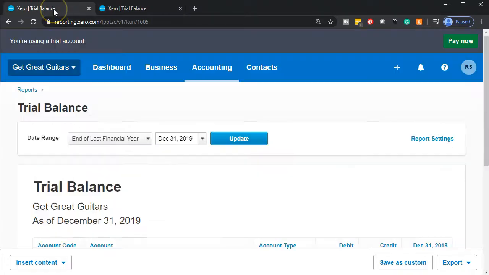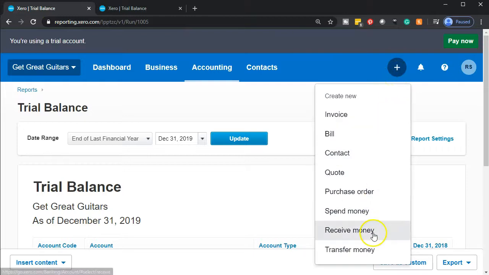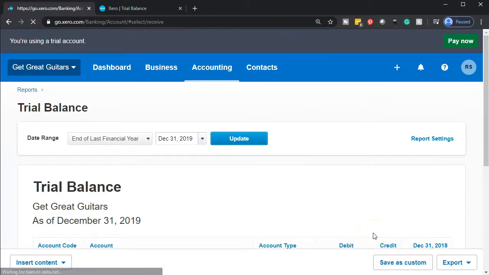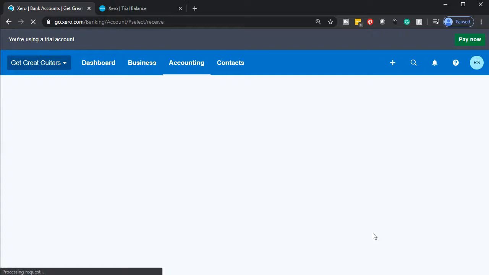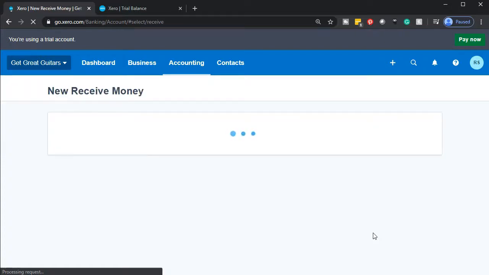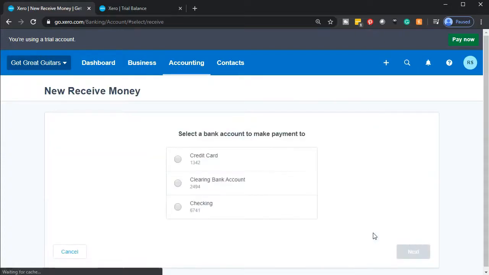We're going to go back to the trial balance here. We're going to be going to the plus button up top. We're going to say that we are receiving money. So we're imagining we're in the store. Someone's coming up to the front of our store, like at the cash register, and we're going to be recording the receipt of some kind of money. Now, I'm not going to put it into the checking account. I'm going to be putting it into the clearing account.